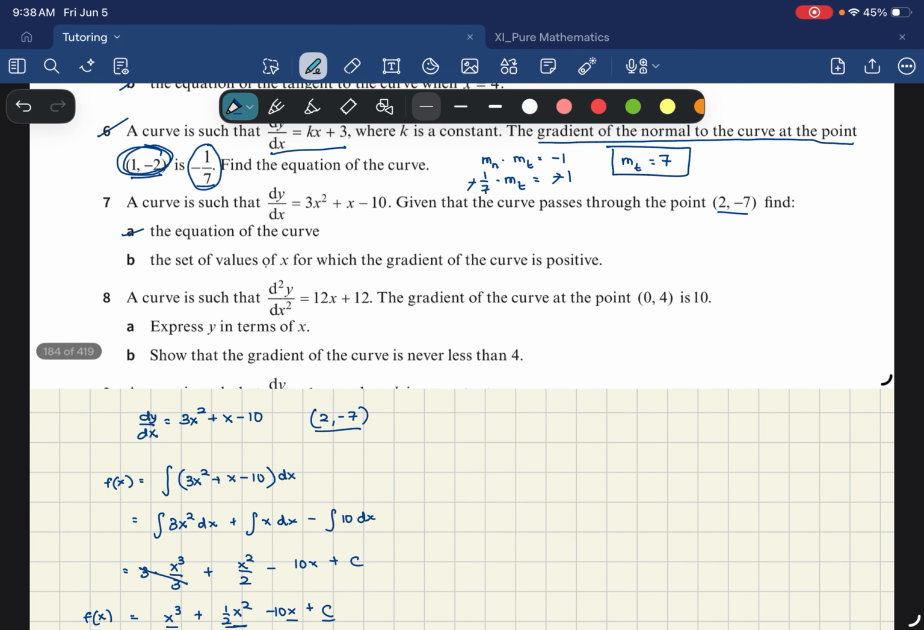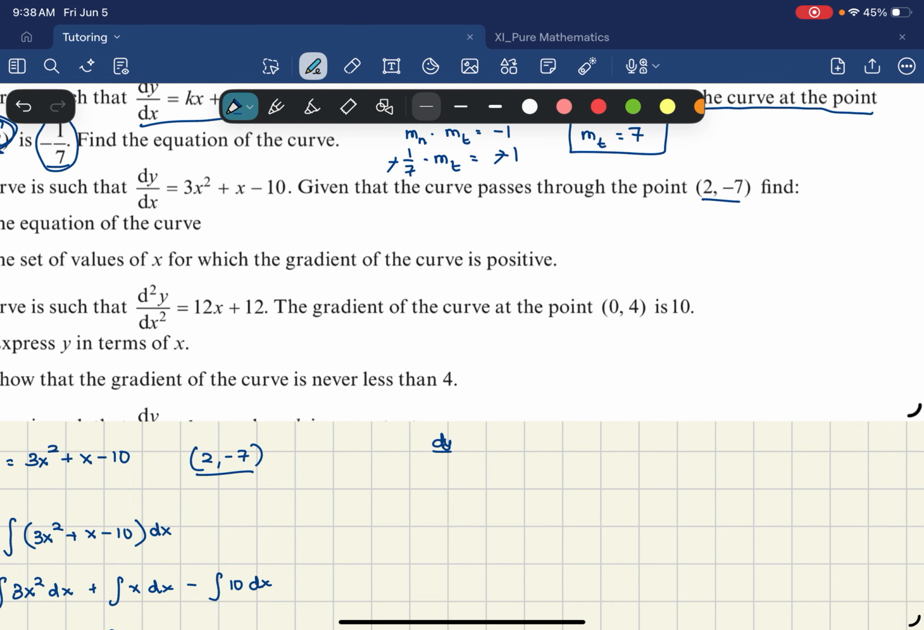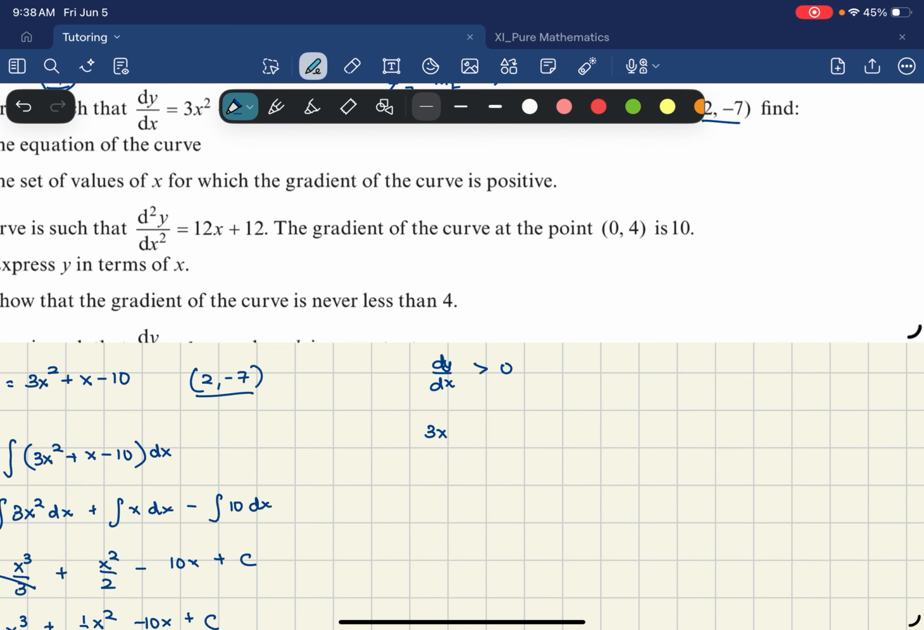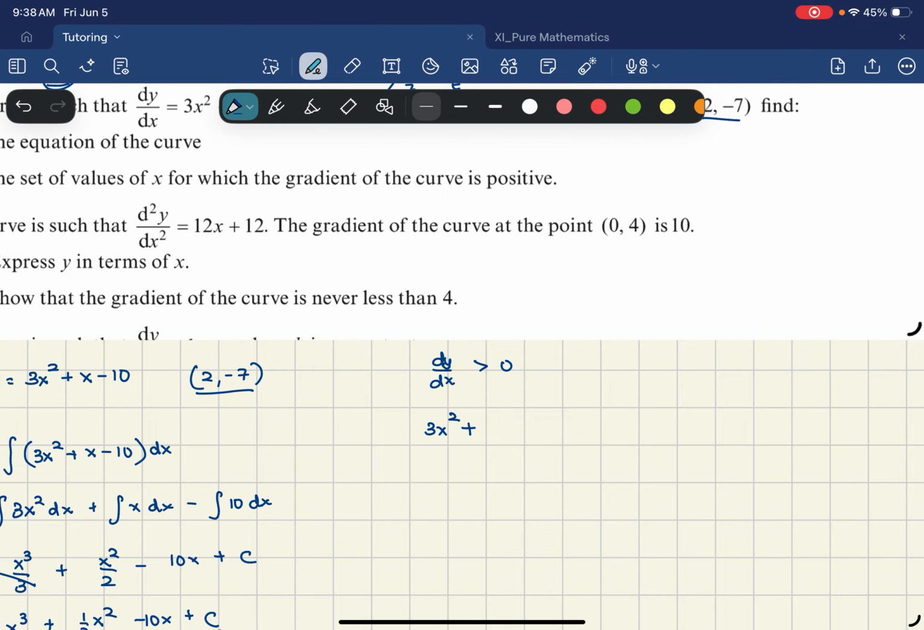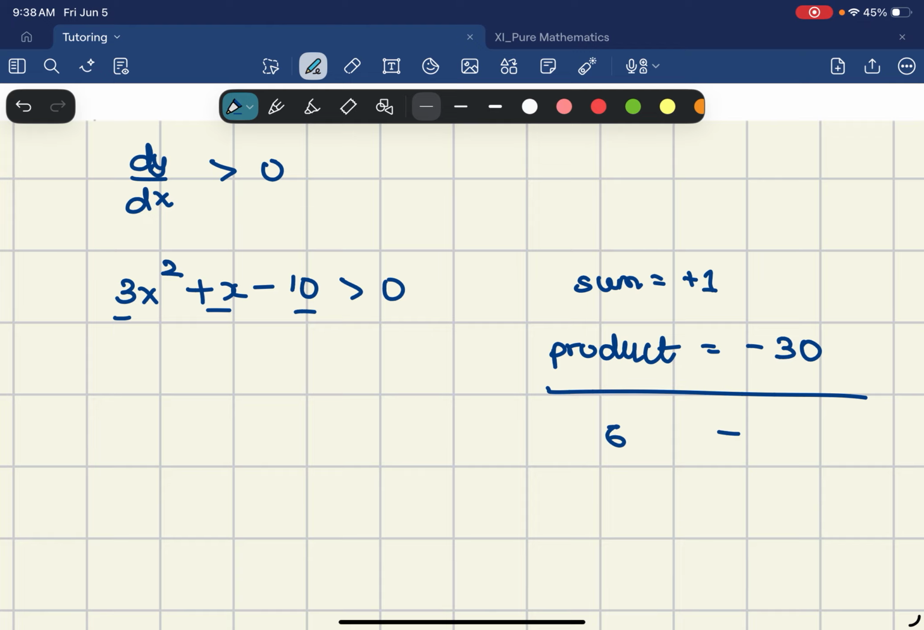Now, it says the set of values of x for which the gradient of the curve is positive. The gradient is positive if dy by dx is greater than 0. So they just ask you to solve for 3x squared plus x minus 10 bigger than 0. So let's try to factorize this. The sum has to be positive 1. The product has to be equal to 3 times negative 10, negative 30. So my numbers are going to be positive 6 and negative 5. Add them together, I get positive 1. Multiply them together, I get negative 30.